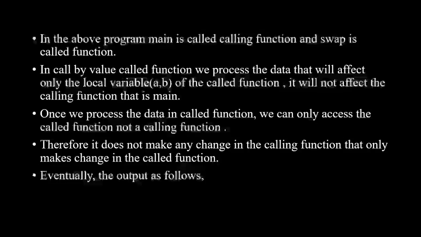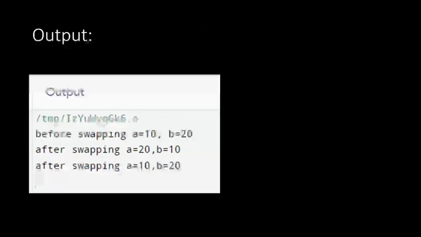Eventually, the output is as follows. Before swapping, a is equal to 10 and b is equal to 20. After swapping, a is equal to 20 and b is equal to 10. After swapping, since it just called a value, not a variable address, the value remains the same in main: a is equal to 10 and b is equal to 20.